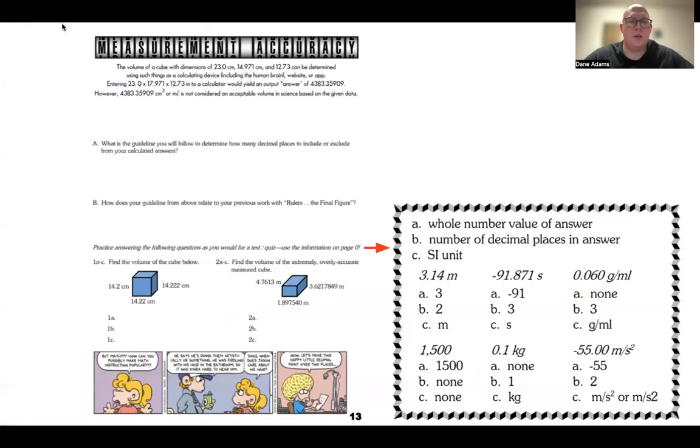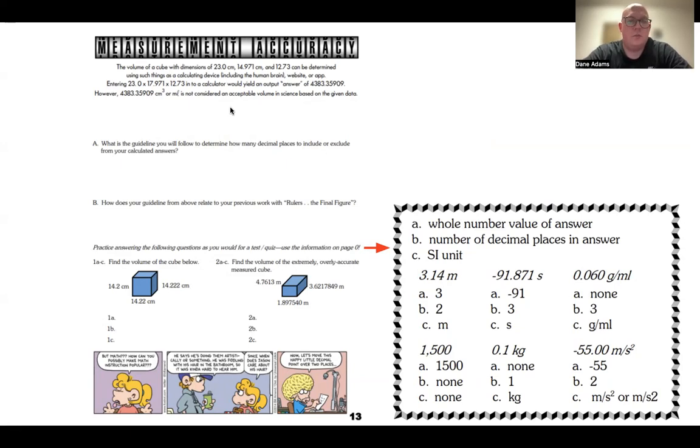All right, we're actually going to go all the way to the back to page 13 first. This is just a little bit of a review from the first unit on decimal places and measurement accuracy. I'm going to read this top part out loud. It says the volume of a cube with dimensions 23.0 centimeters, 14.971 centimeters, and 12.73 centimeters can be determined using such things as a calculating device, website, or app.